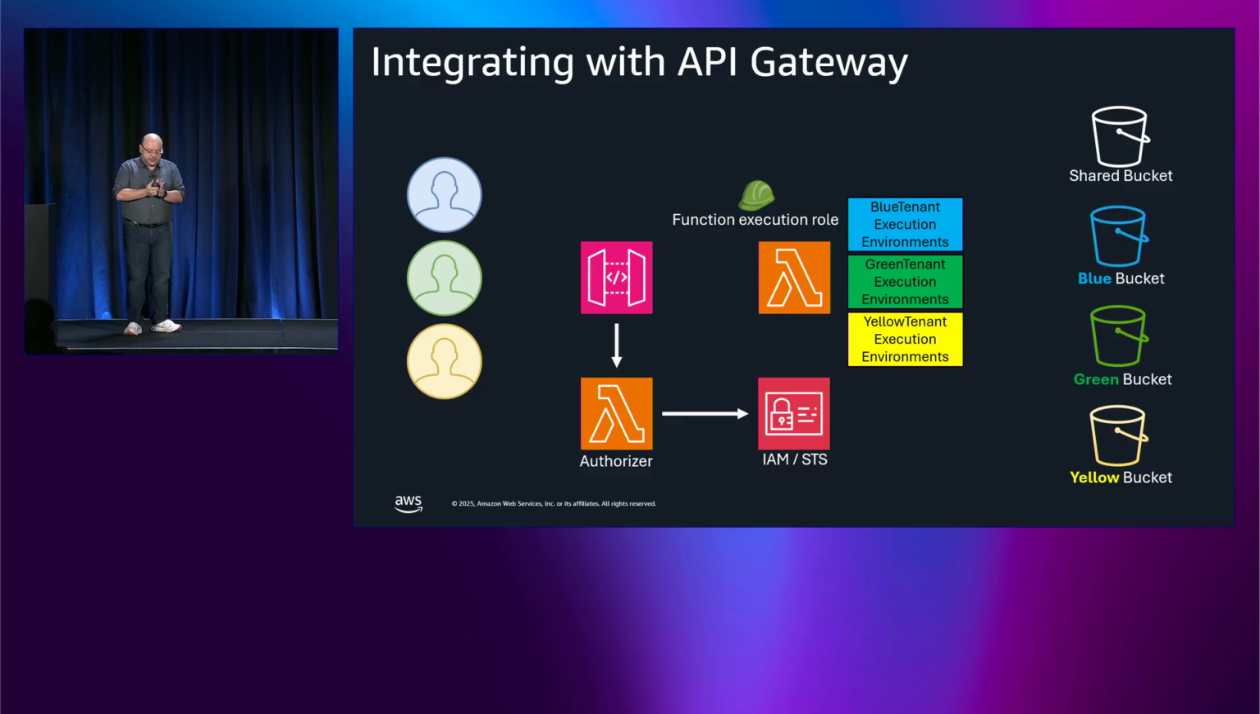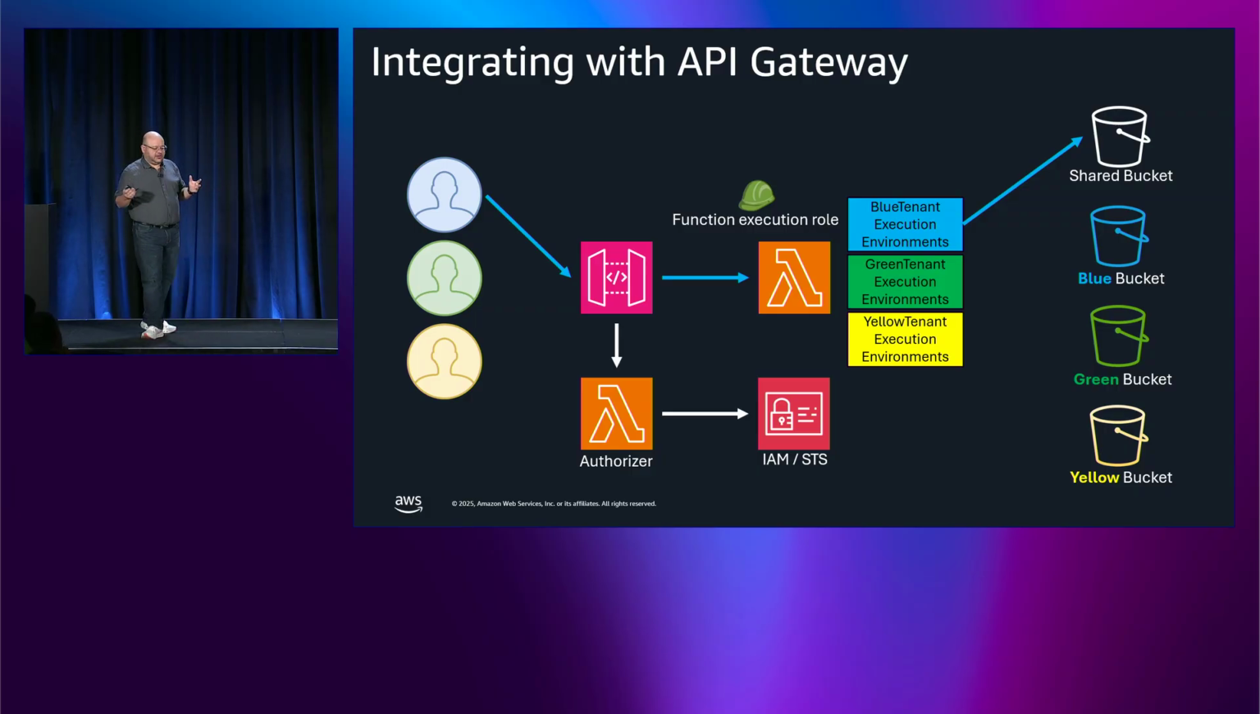Let's take a look at an example of this. So let's see how this works. We're getting a request from blue tenant. That tenant is hitting API gateway, right? API gateway forwards the request to Lambda. Obviously, the blue tenant execution environment is being used. So at this point in time, that blue tenant execution environment can access the shared bucket.